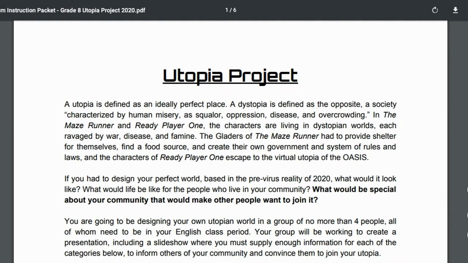So you are going to be designing your own utopian world in a group of no more than four people, all of whom need to be in your English class, period. Your group will be working to create a presentation, including a slideshow, where you must supply enough information for each of the categories below to inform others of your community and convince them to join your utopia.